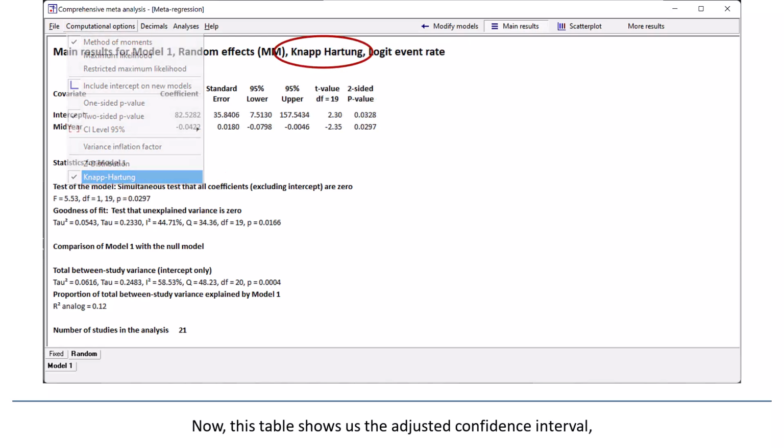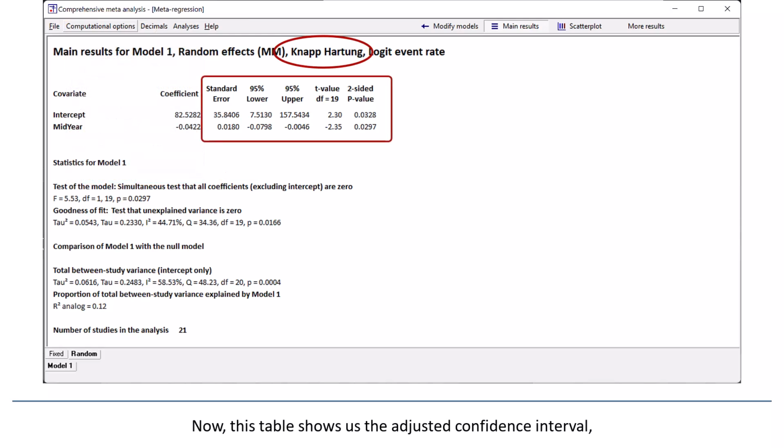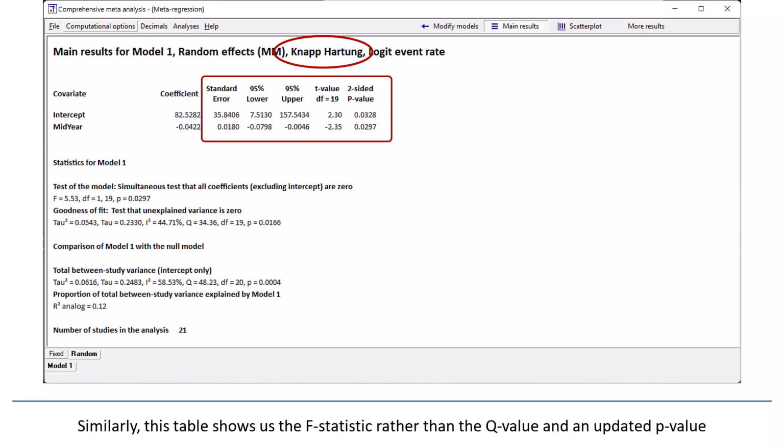Now, this table shows us the adjusted confidence interval, a t-value rather than a z-value, and an updated p-value. Similarly, this table shows us the F statistic rather than the Q value and an updated p-value.